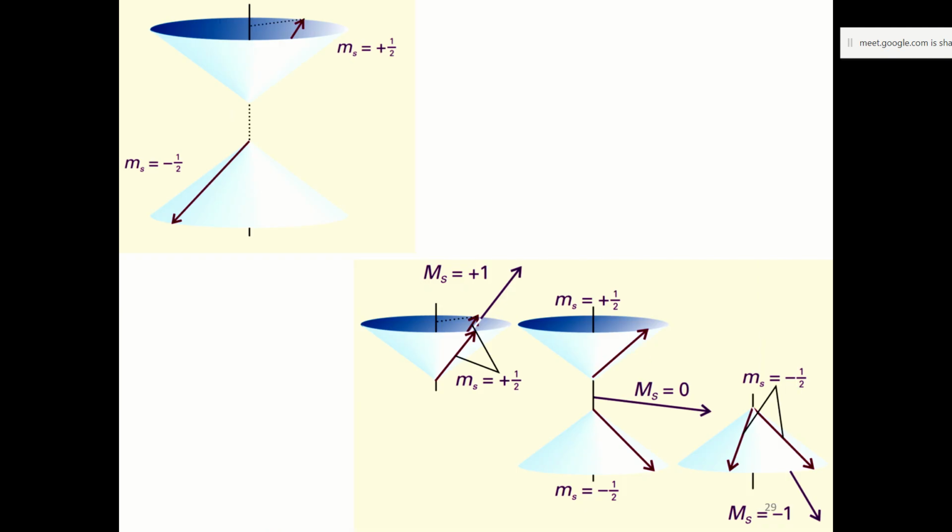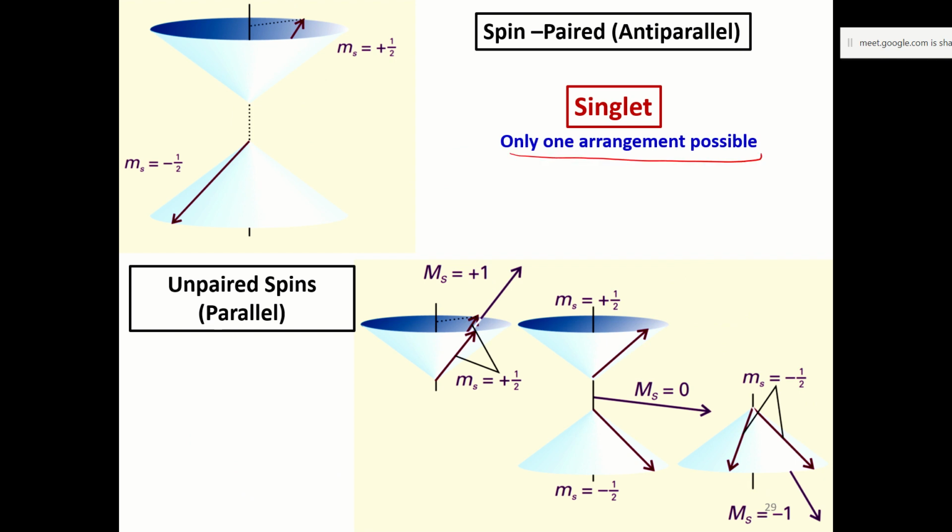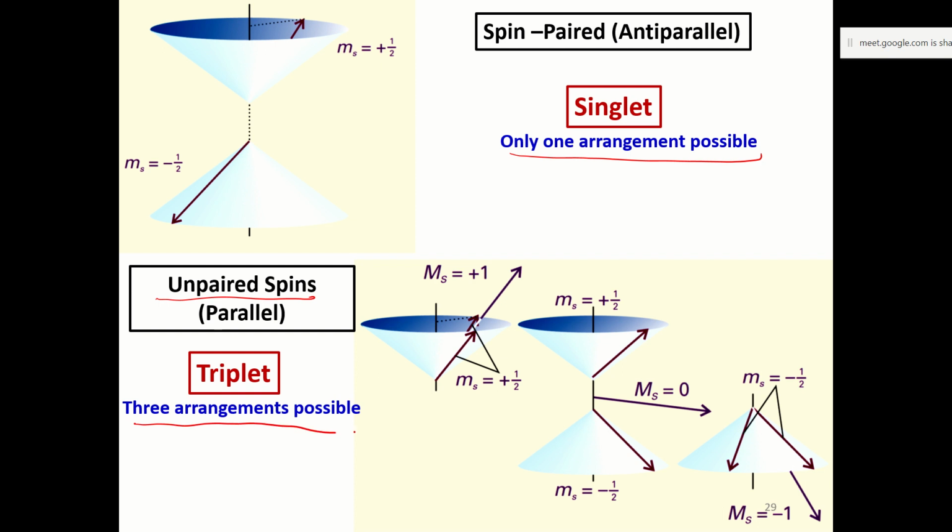समझे? So singlet versus triplet, ये सिंगलेट कहलाता है. Only one arrangement is possible, that's why we call it singlet. We call it triplet when there are unpaired spins. We call it triplet because there are three arrangements possible. Three ways in which you can arrange the spin angular momentum vectors on the cone. In all these pictures, the angles between them are the same, so the resultant is the same. So that's why we call them that.